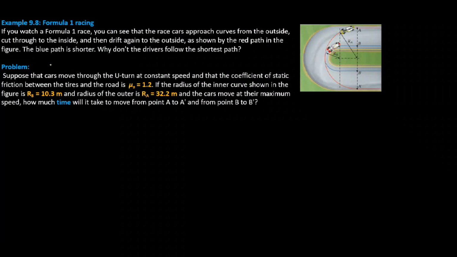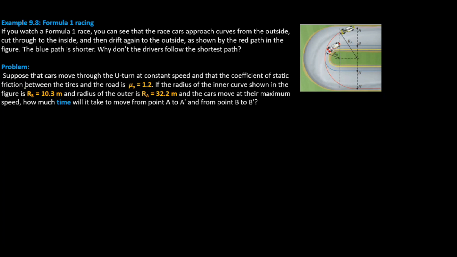In this video, we are going to talk about example 9.8, which is about Formula One racing. If you watch a Formula One race, you can see that the race cars approach curves from the outside, cut through the inside, and then drift again to the outside, as shown by the red path in the figure. The blue path is shorter. Why don't the drivers follow the shortest path?